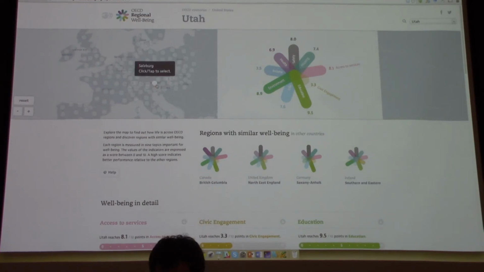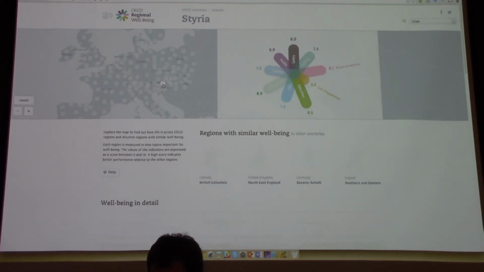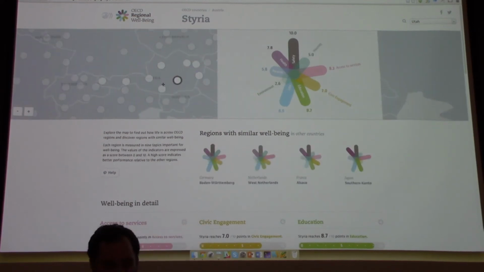Let's compare my hometown. Well, safety is even higher than Utah.